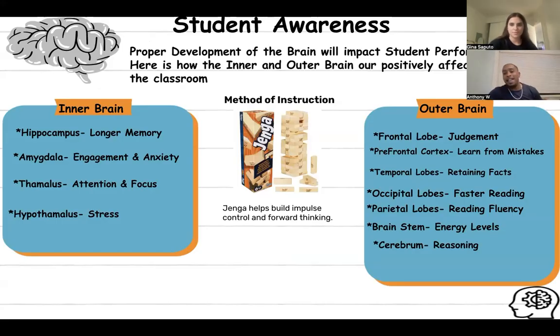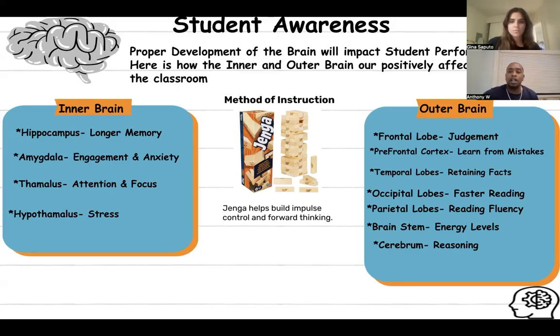Okay. Now we're going to talk about student awareness and how the inner and outer brain are impacted if the brain is properly developed. With proper development of the brain, it will impact student performance. And here is how the inner and outer brain are positively affected in the classroom. So the hippocampus, we get longer memory. The amygdala gives us engagement and anxiety. The thalamus is attention and focus. The hypothalamus is stress. Our outer brain, the frontal lobe, gives us access to judgment.